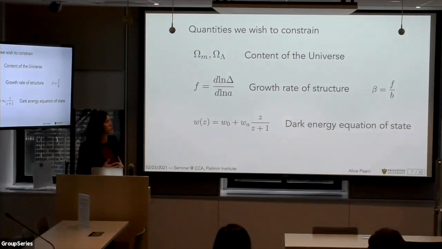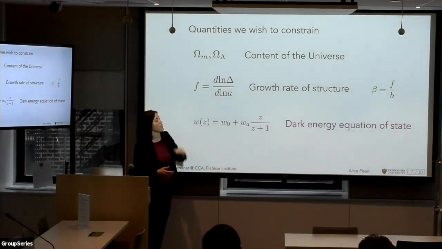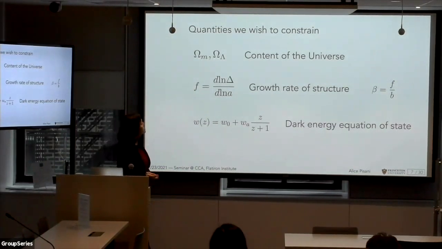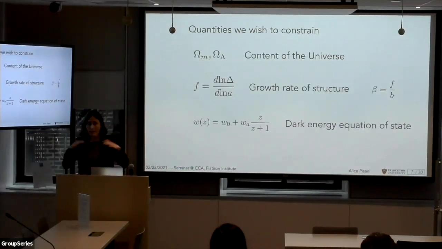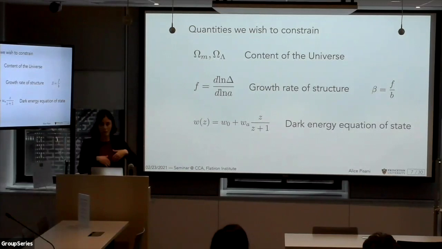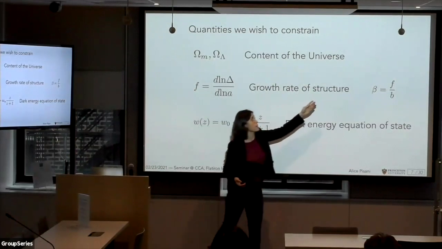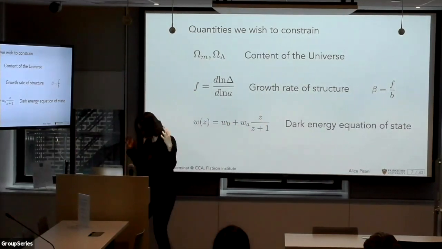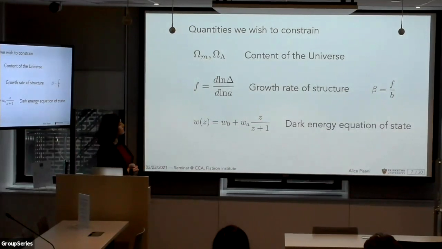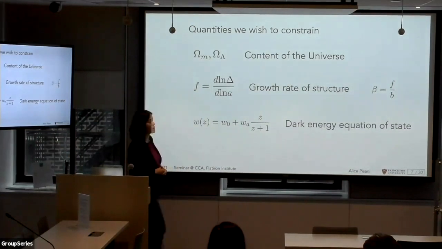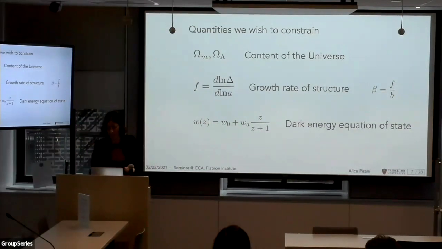What are the quantities that we wish to constrain? Well, of course, we want to constrain the content of the universe, the matter content, the content in dark energy. But we're also interested in quantities such as the growth rate of structure, that tells us how structures and density perturbations grow with respect to the expansion rate of the universe. And sometimes we're going to refer to the growth rate of structure divided by bias, because, of course, we do not have access to the dark matter, but we have access to biased tracers of that field. And the last quantity that we're going to mention in this talk is the dark energy equation of state, that basically allows us to measure if dark energy evolves with time.